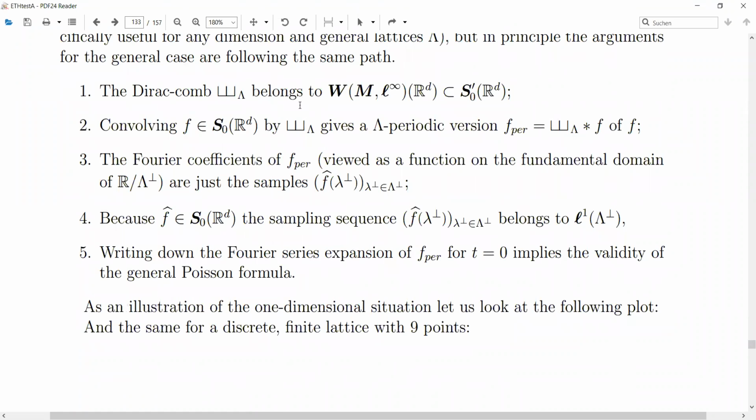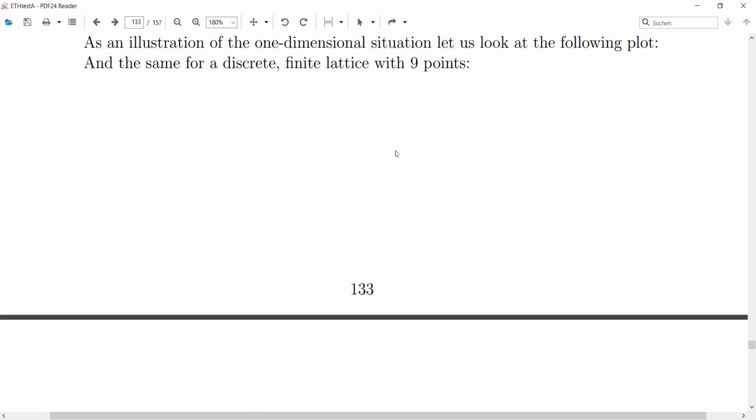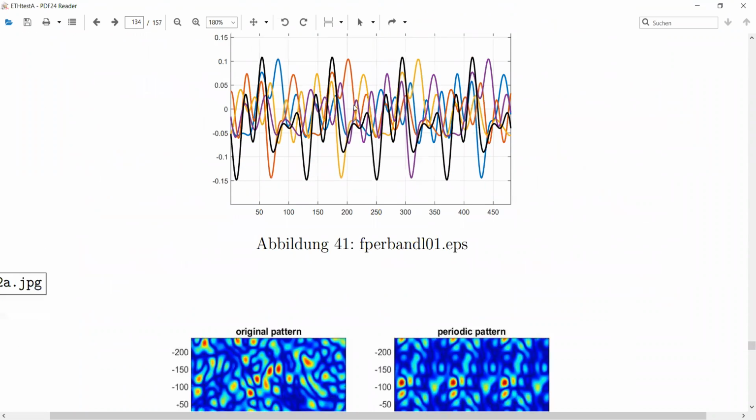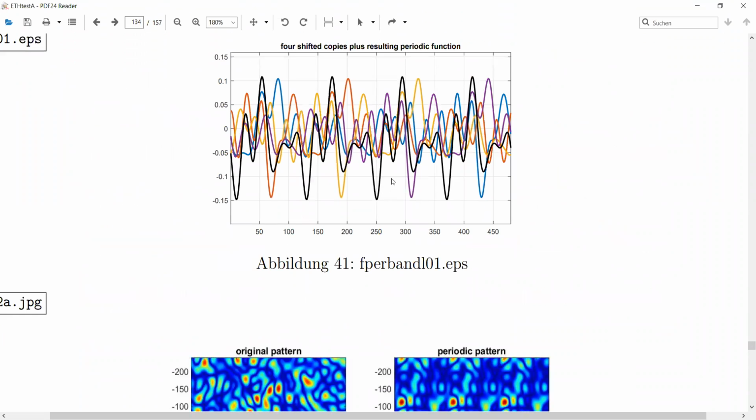The proof of the Poisson formula is going quite analogously. You periodize with respect to the lattice, and then more or less all the arguments that we had for the one-dimensional case apply. And okay, I also told you this.